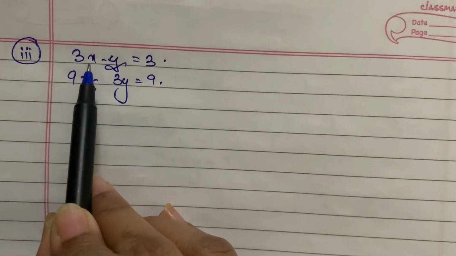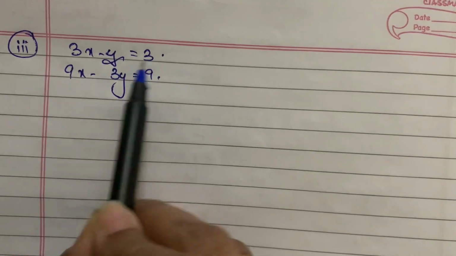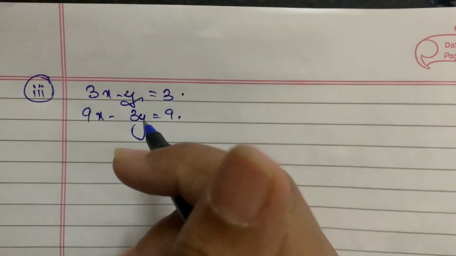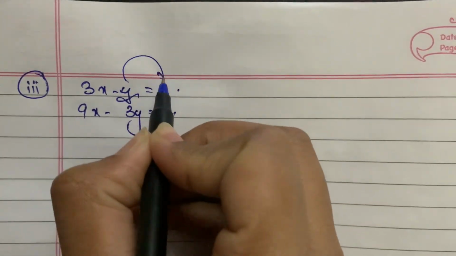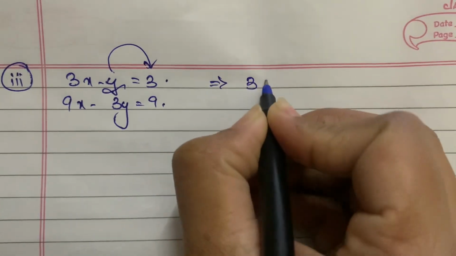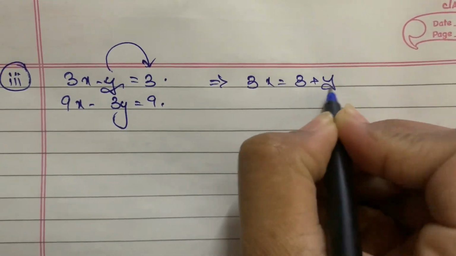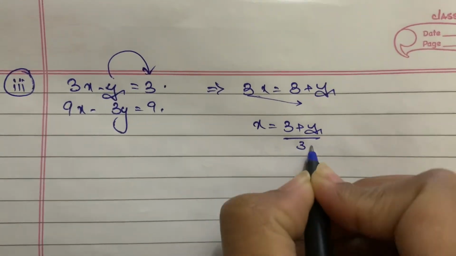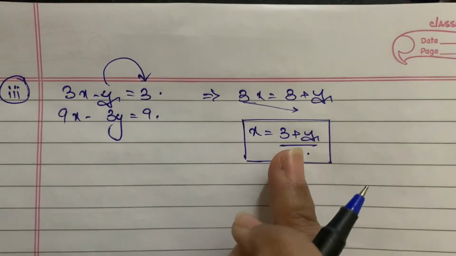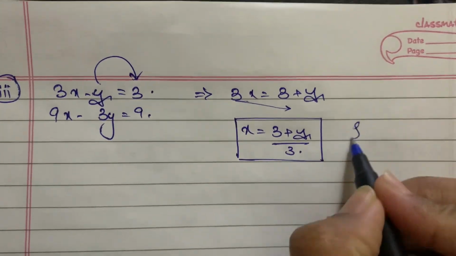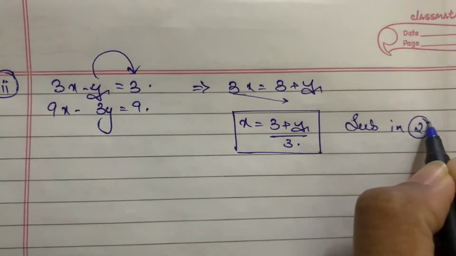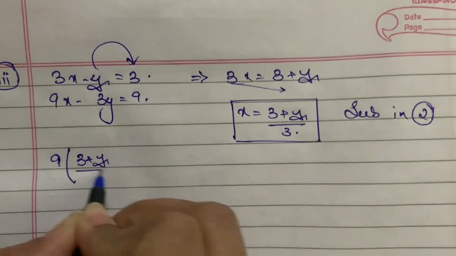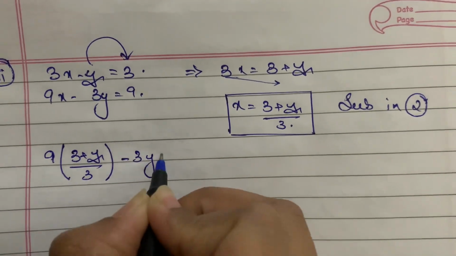Now, going ahead with the third question, it says 3x minus y is equal to 3 and 9x minus 3y is equal to 9. As usual, I'm going to make x the subject and I'm going to send it towards the other side. So this equation becomes 3x is equal to 3 plus y, and then this 3 goes down, it becomes x is equal to 3 plus y upon 3 is what I have in here. Now from here, I'm going to pick it and substitute it in equation 2. So substituting in 2 is what I'm going to do in here. So when I do it, it becomes 9 times, in the place of x I'm going to write 3 plus y upon 3, minus 3y is equal to 9.